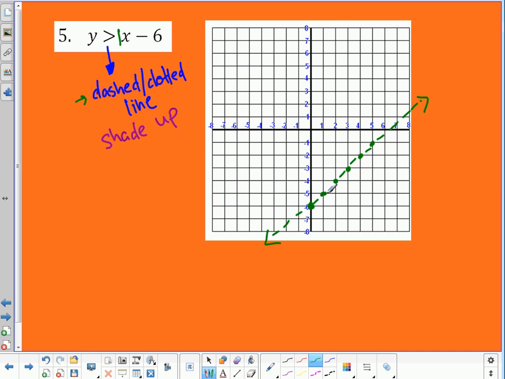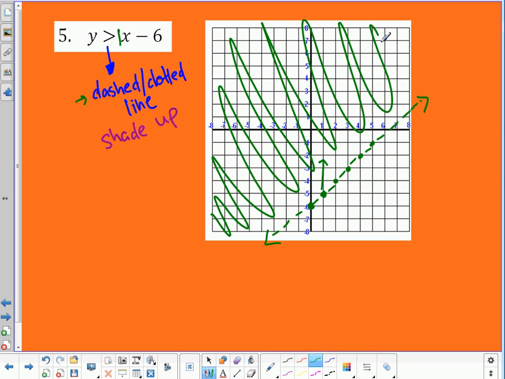So again, imagine yourself standing on that mountain. Where would you be if you jumped up in the air, if you went up? I'd be up here. So that means this is the whole piece on that side of the line that I want to shade. It's above that line there.